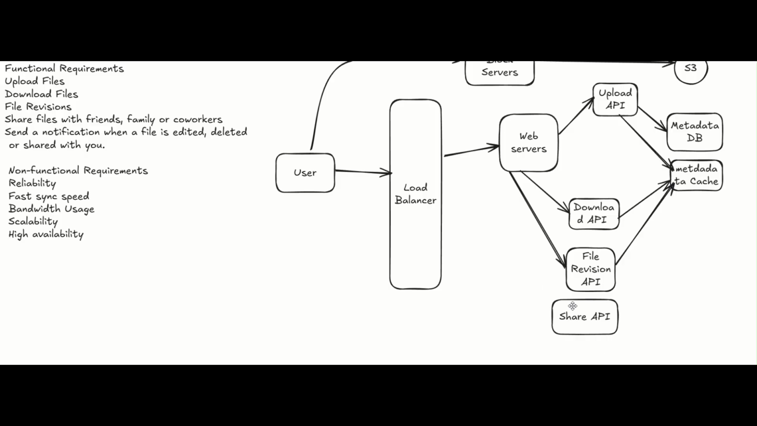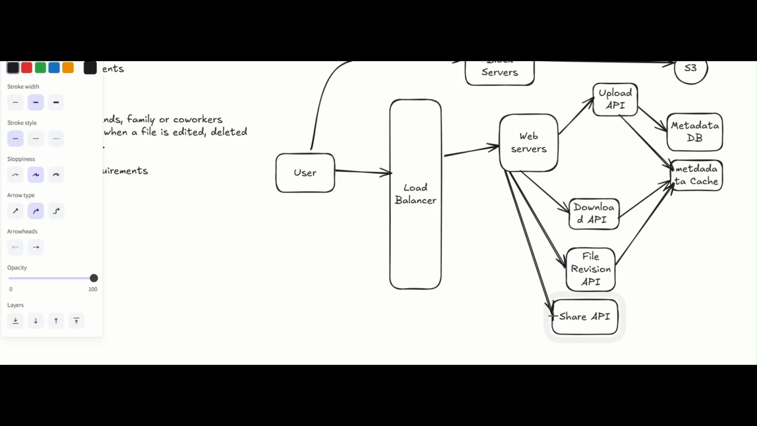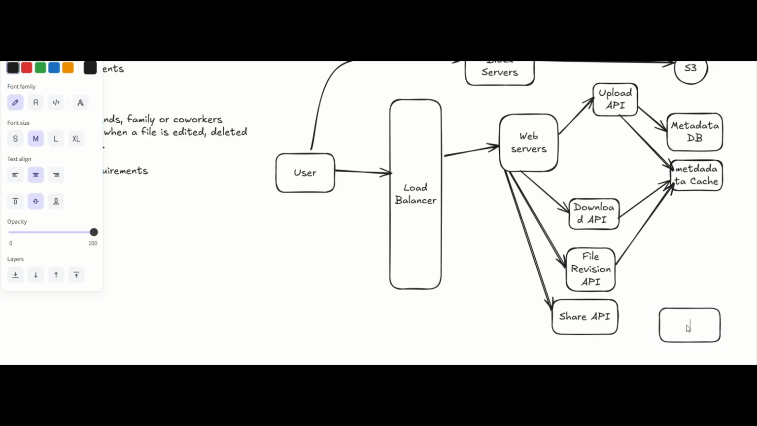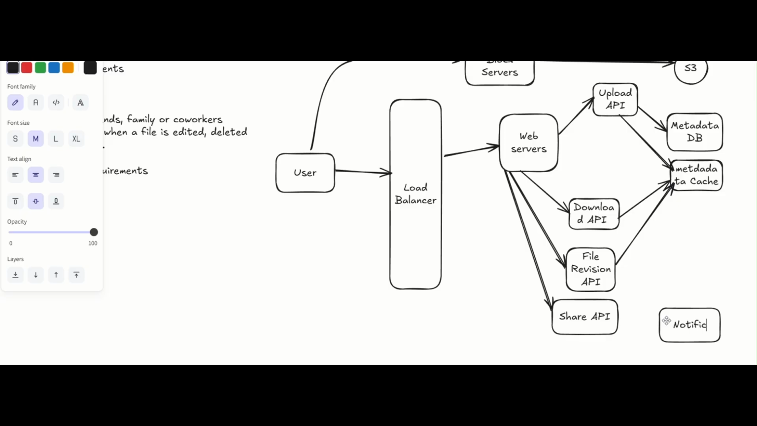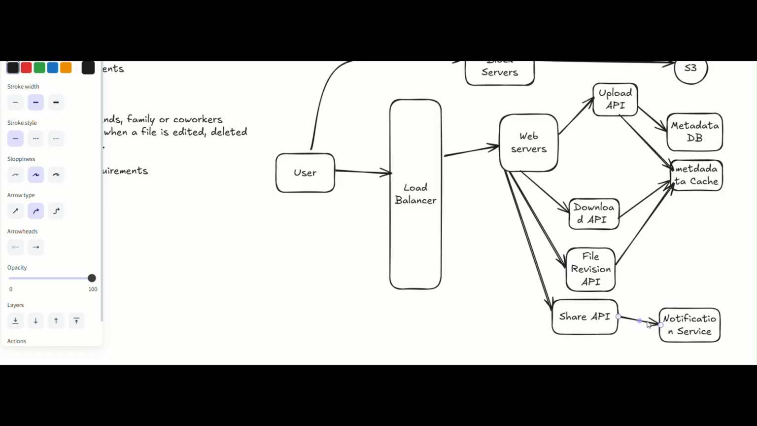Now let's discuss sharing files with friends, family, or coworkers. When they try to send the request to share their data with friends, the request will first go to the share API servers, and the share API will send the request to the notification API, as well as save data into the database that this person has requested to share data with their friend. On the other side, we need to send the request to the notification service, because there might be a chance that when they're trying to send a request to their friends, they might not be active. So we have to make sure that they get the notification when the user becomes active and comes online, and they can see that this friend has shared some data with them.